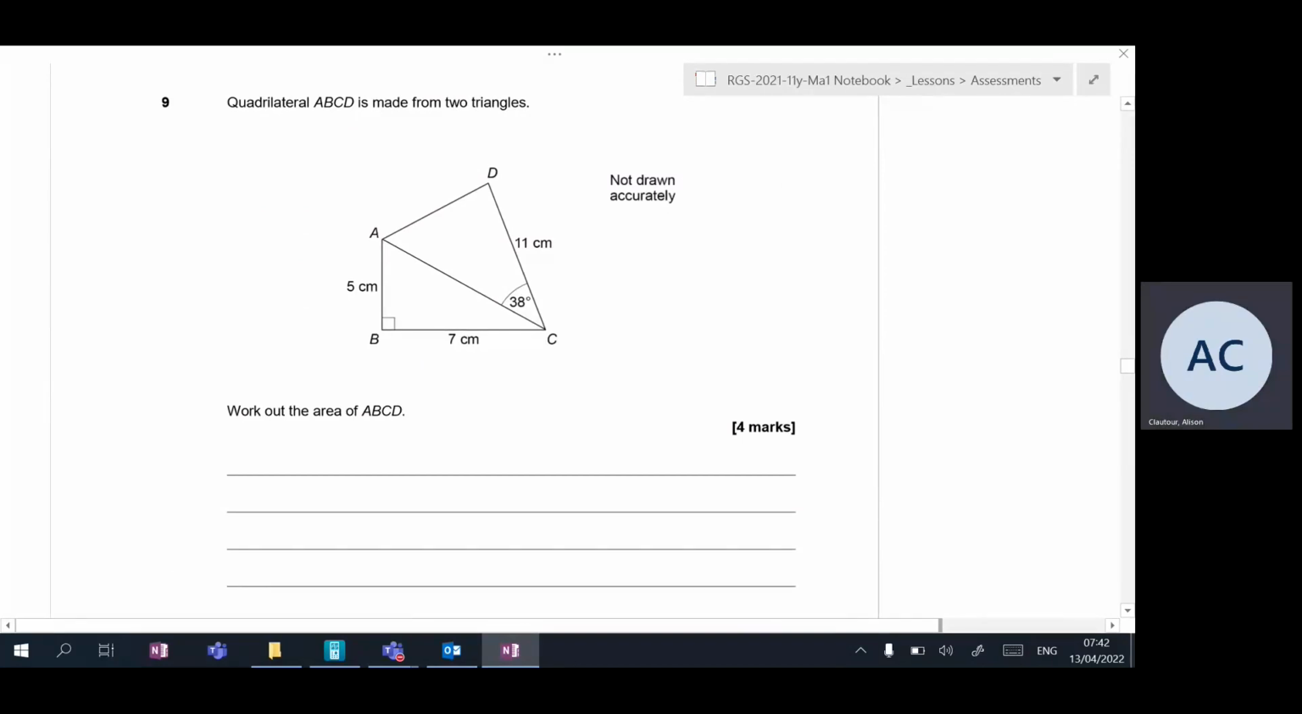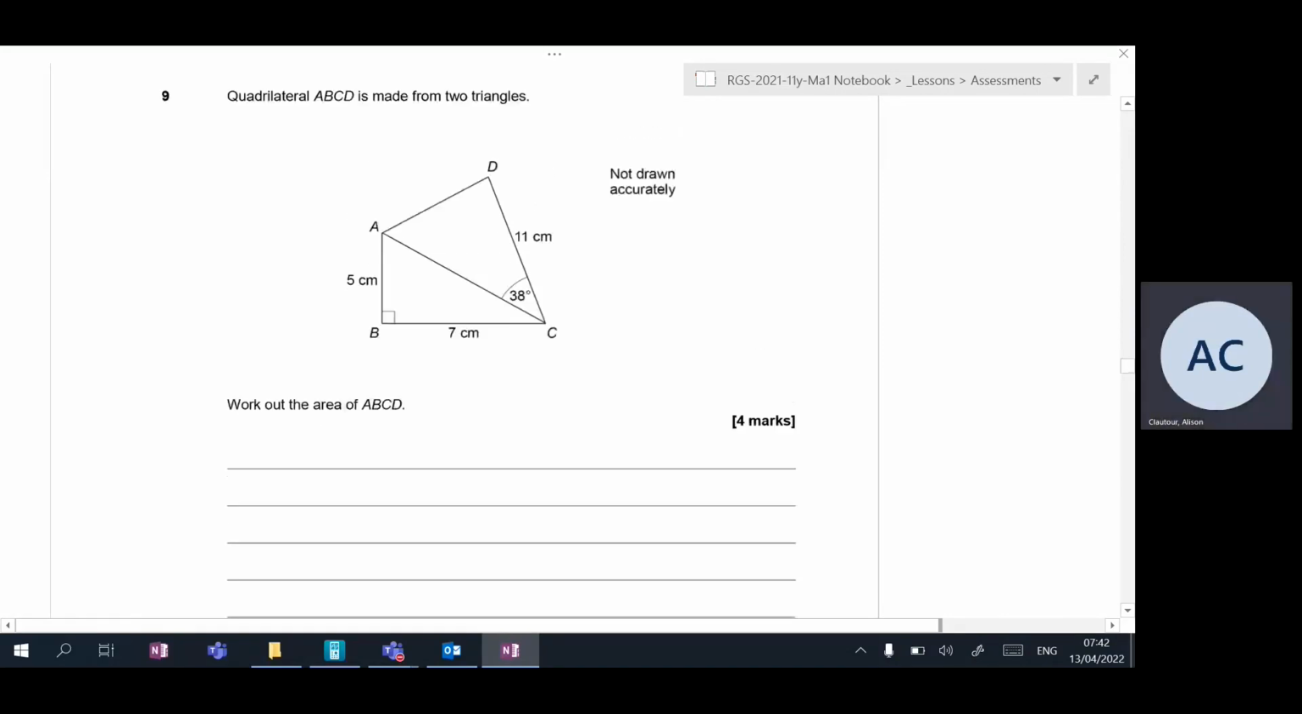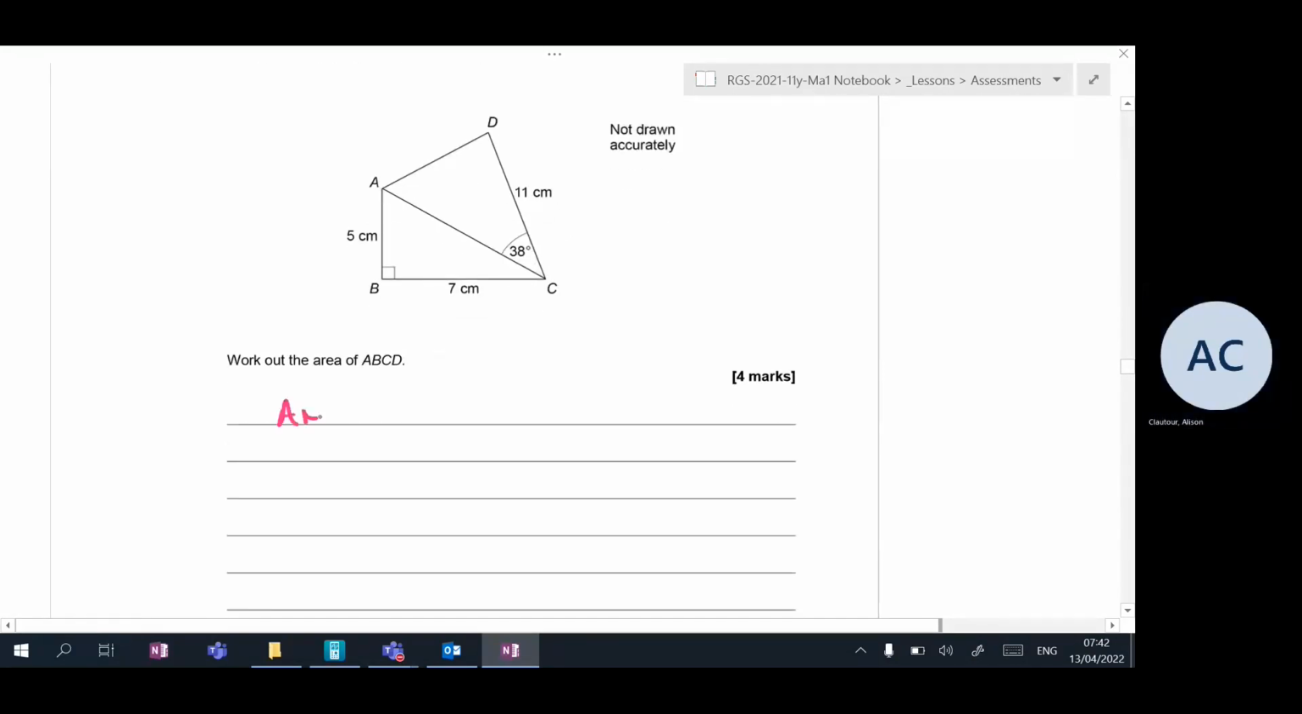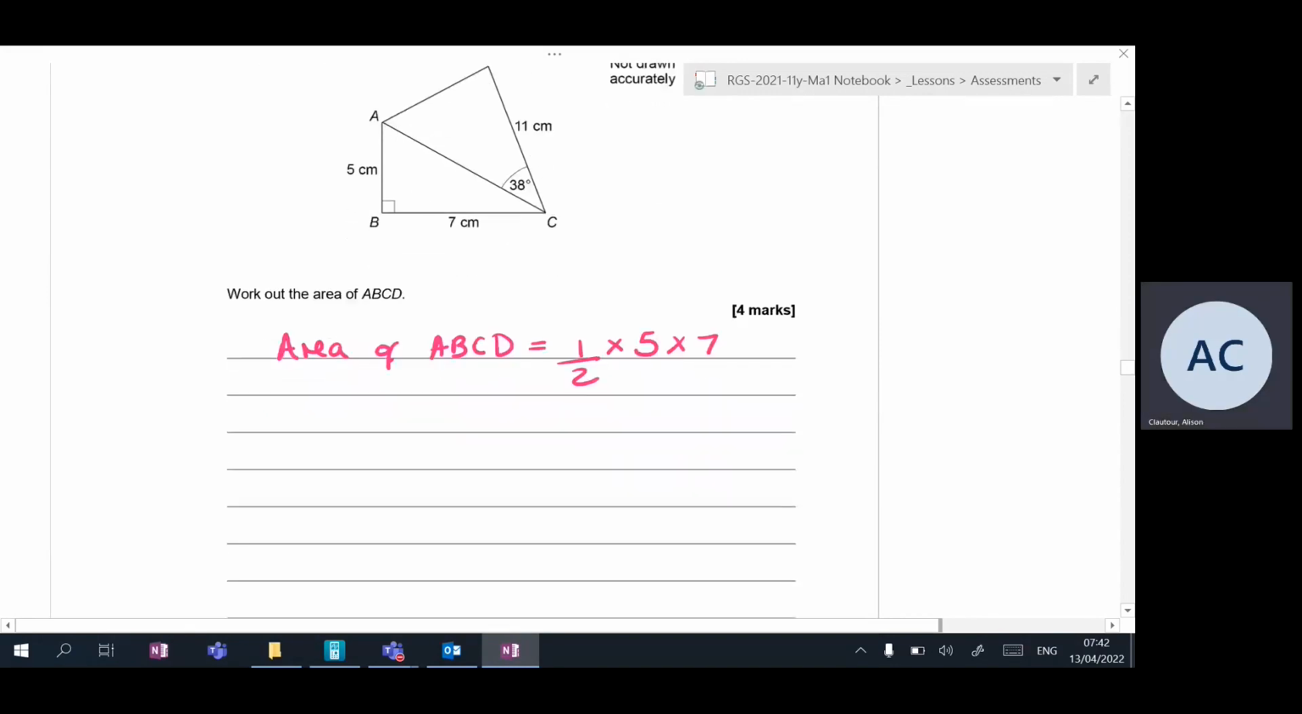Question 9. So we've got this quadrilateral that's made up of 2 triangles, and we want to work out the area of the whole quadrilateral, A, B, C, D. So let's have a look and see what we've got. Okay, so I can obviously work out the area of this triangle ABC, because I've got the height and I've got the base. So I can do half height times base.